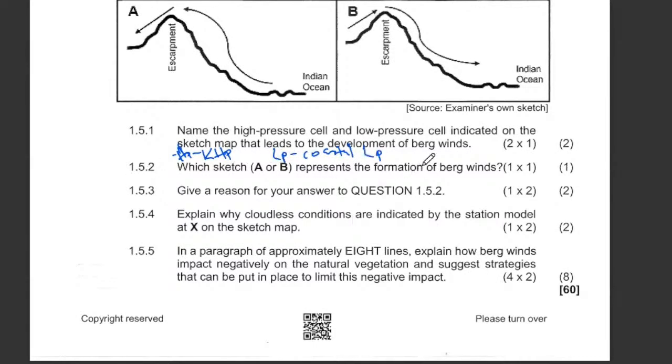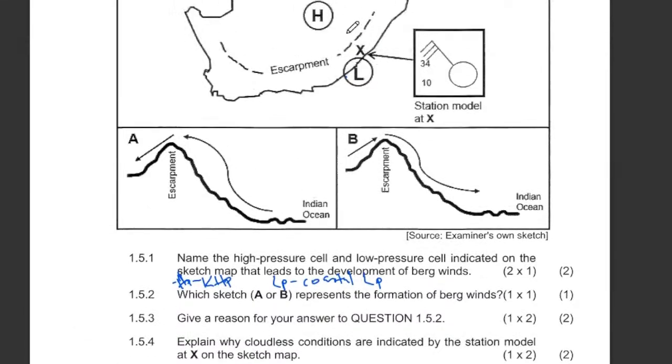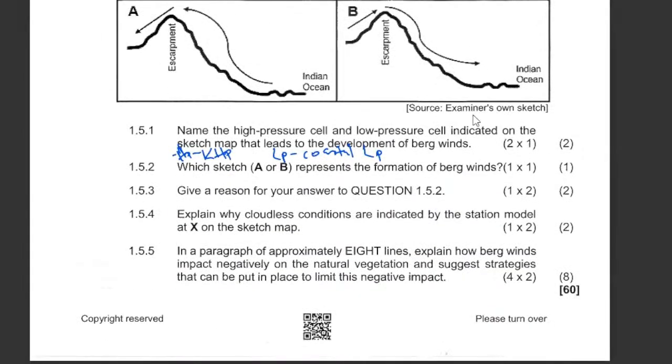Which sketch, A or B, represents the formation of the berg winds? Of course, berg winds are winds that are descending off the escarpment towards the coastal low pressure due to the influence of the pressure gradient. See high and low, and winds move from high to low. As they move from high to low, they go over the escarpment. The diagram that is proper is B.